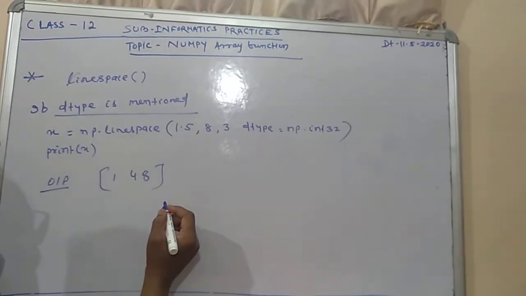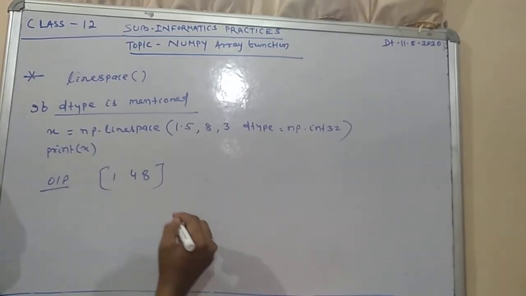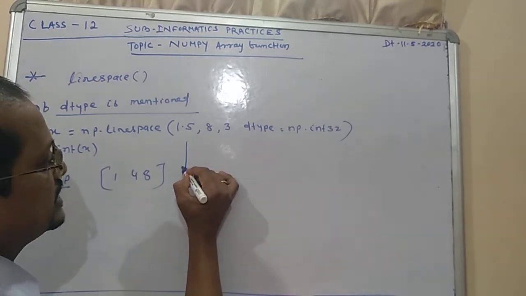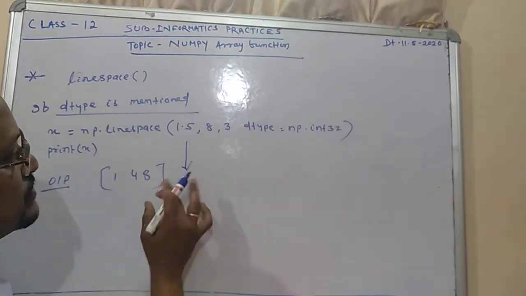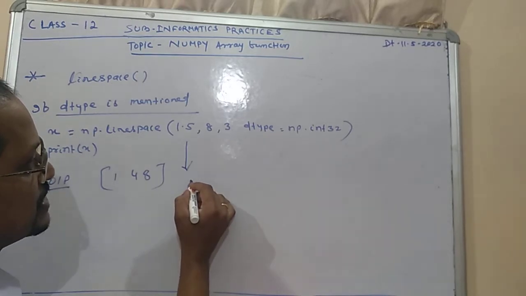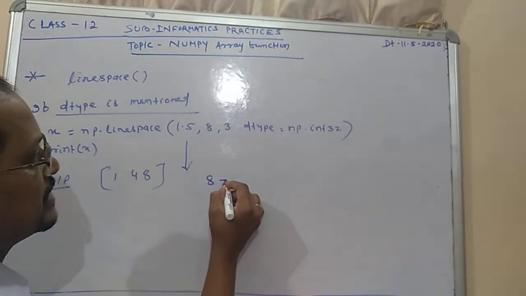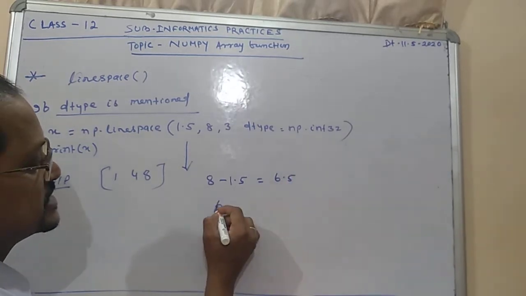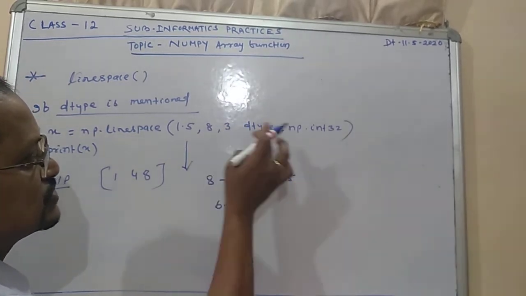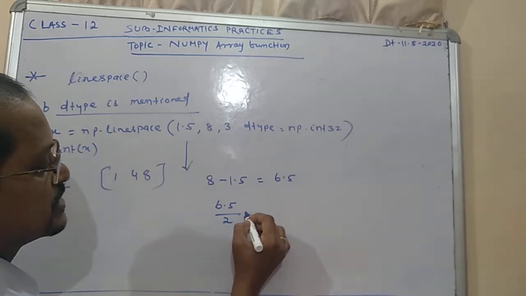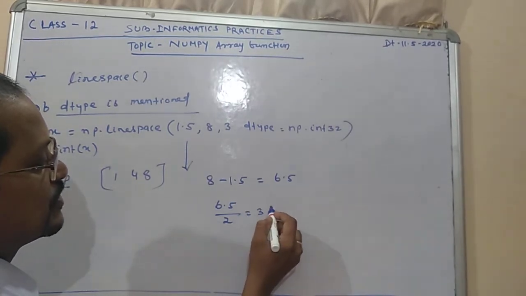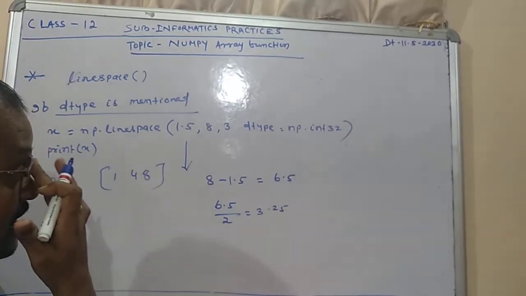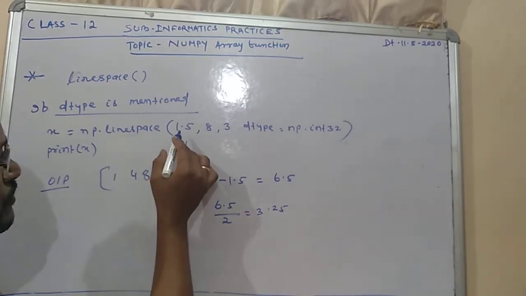Okay, did you think about how it is coming? Look here, I am making you understand. It is a very keen thing. 1.5 is there. Now, as per the rule, what will happen? 8 minus 1.5 is 6.5. And for 6.5, 3 minus 1 is 2. 6.5 by 2 is equal to 3.25.